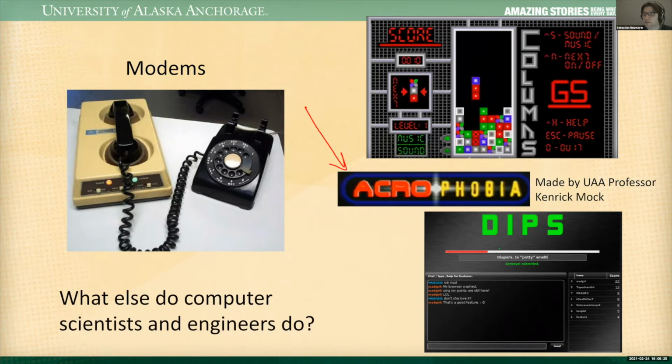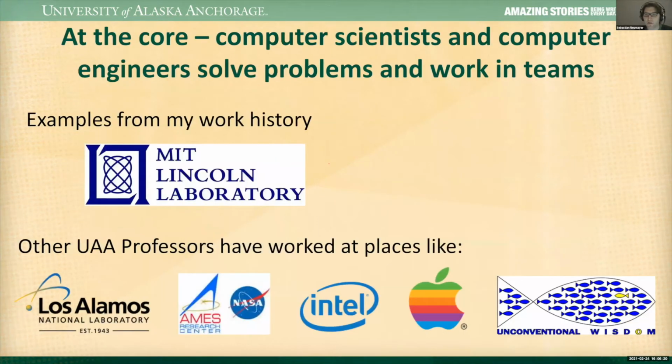So what else are computer scientists interested in? And what do we do? Well, some of the places that we've worked, so I've worked at Lincoln Laboratory, which is a research lab out in Massachusetts. Several of our faculty members have worked at Intel. So Intel is a company which builds the chips inside the computers. Some have worked at Apple, which I'm sure you've all heard of. Others have worked at other research labs like Los Alamos or NASA, as well as other firms.